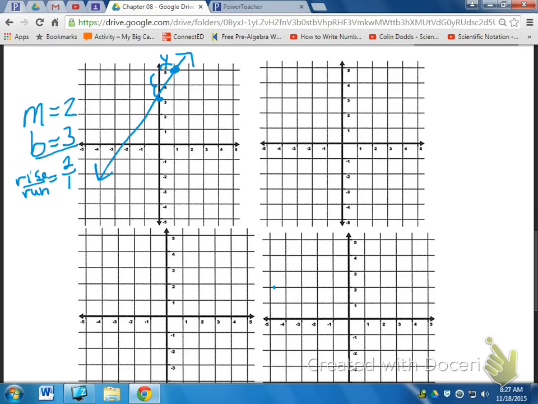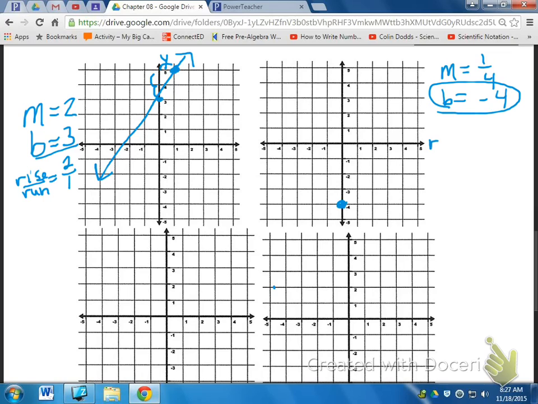So my next example that you had was slope was 1/4, and the y-intercept was -4. So you start with the y-intercept at -4. So I put a point on my y-axis down here at -4.